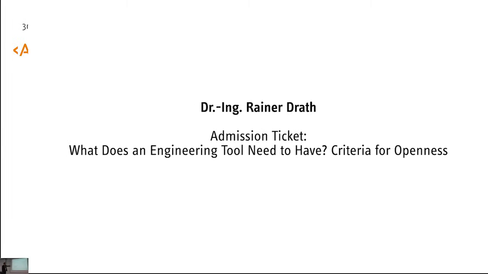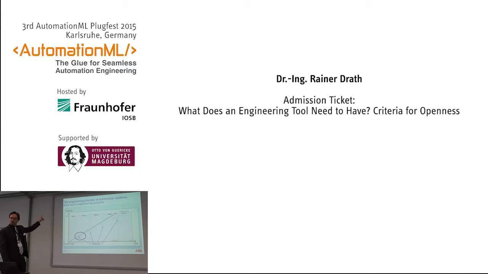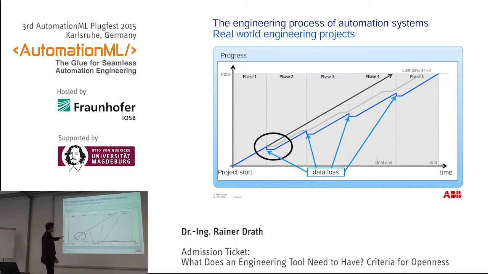What you see here is the time and the progress in the project. In the ideal case, we have this black line here. This would be the ideal progress of a project, but we usually have delays. And one root cause of the delays is shown here.